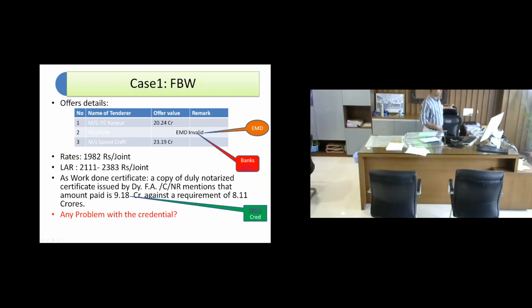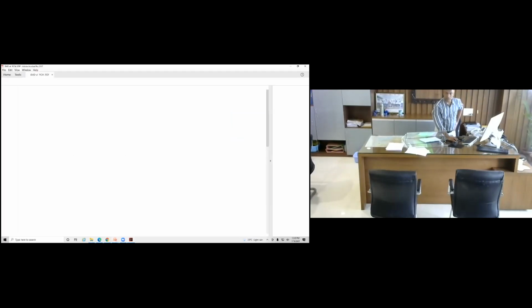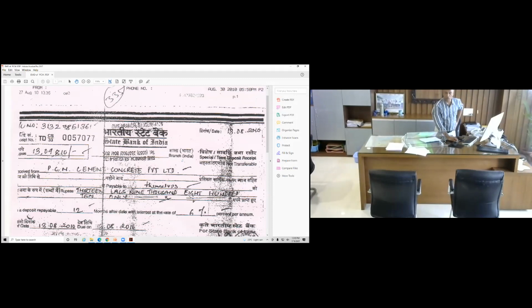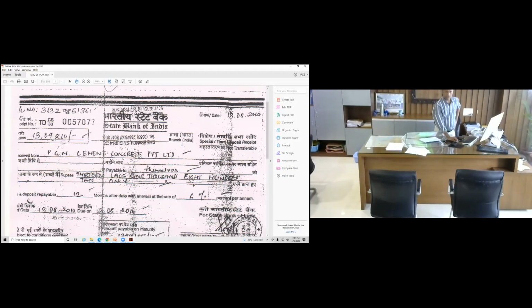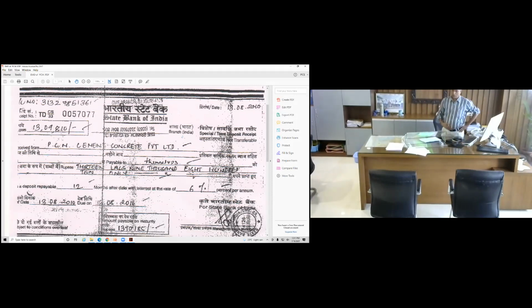Okay, so the tender was opened, and these were the three offers. ITC Kanpur, 20.24 crore. PCM had given the second lowest, but they had a problem with the EMD. Since you're all from a finance and accounting background, I'll show you the EMD and then expect you to tell me whether this is a valid EMD or not. Just see this document and tell me whether the earnest money deposit is valid or not.